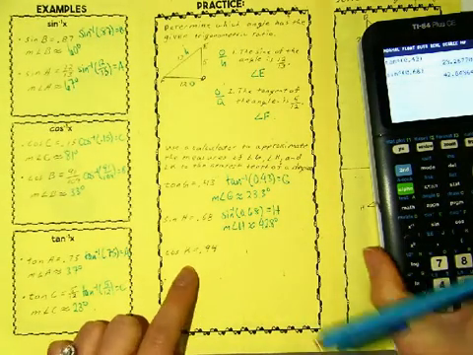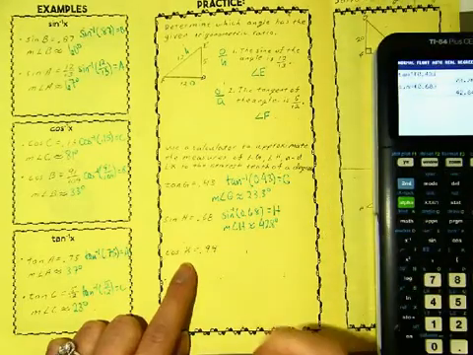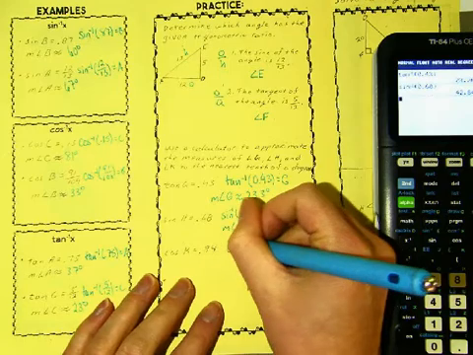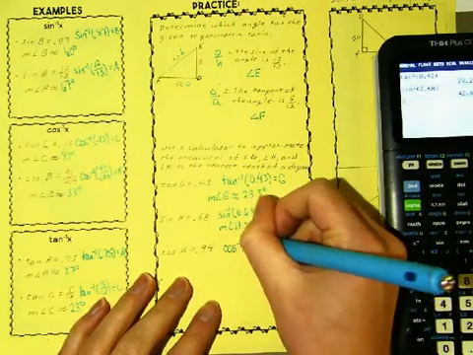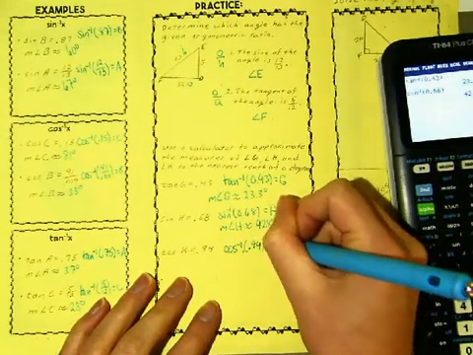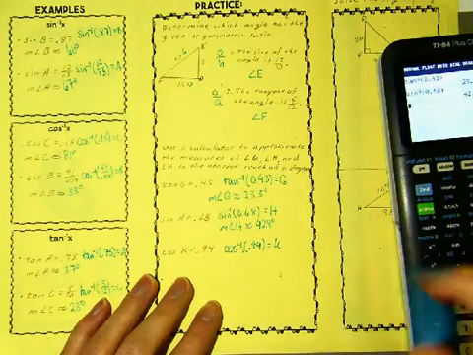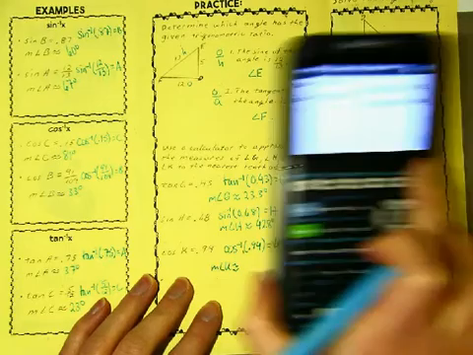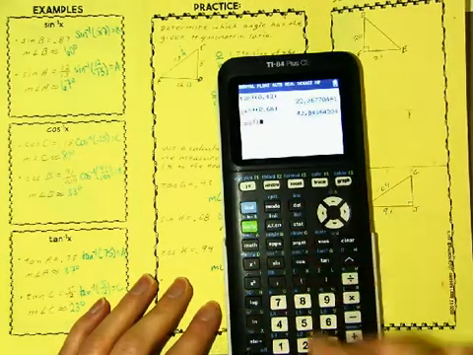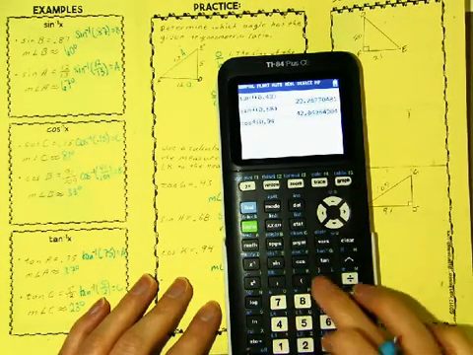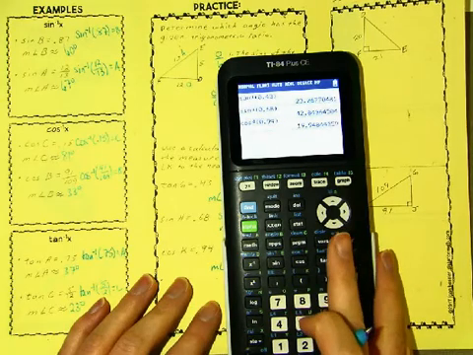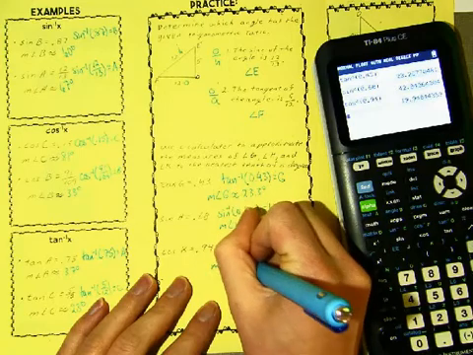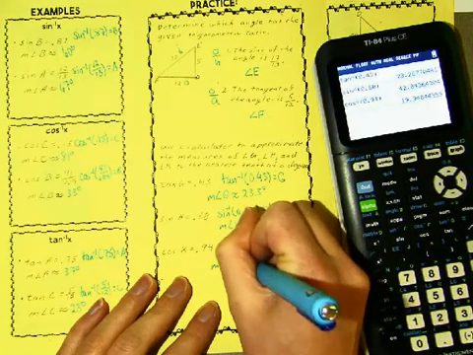Last one here. They give us that cosine of k equals 0.94. So if we take the inverse of cosine of 0.94, that's going to give us the measure of angle k. So again, when we do the inverse of cosine of 0.94, that's going to give us 19.9. So measure of angle k is about 19.9 degrees.